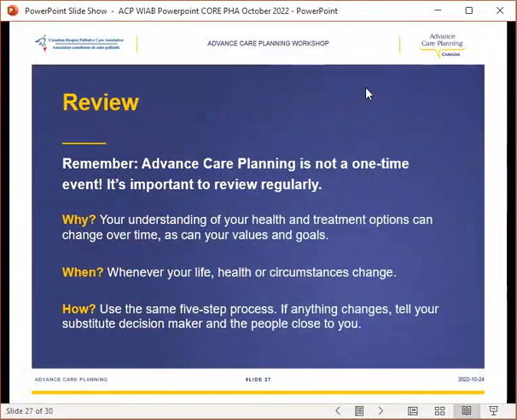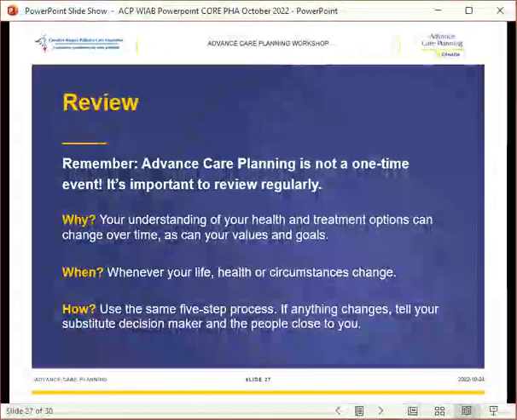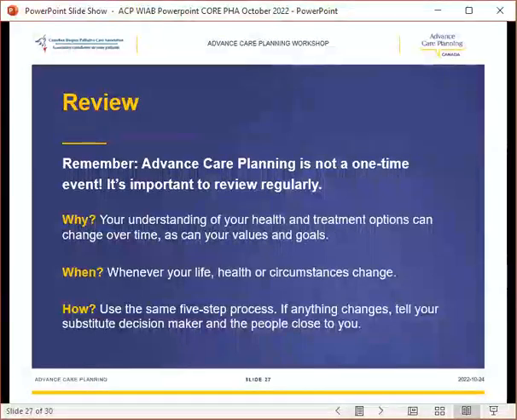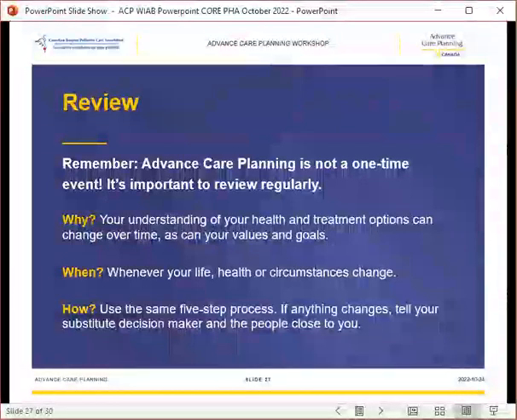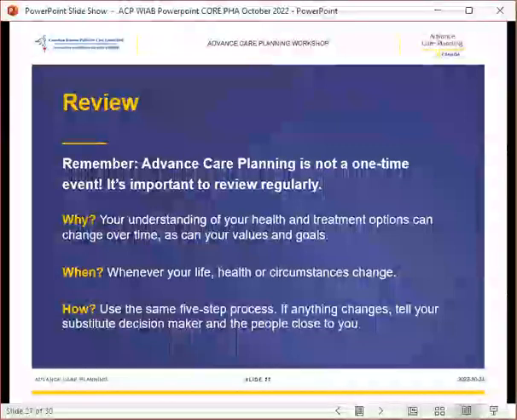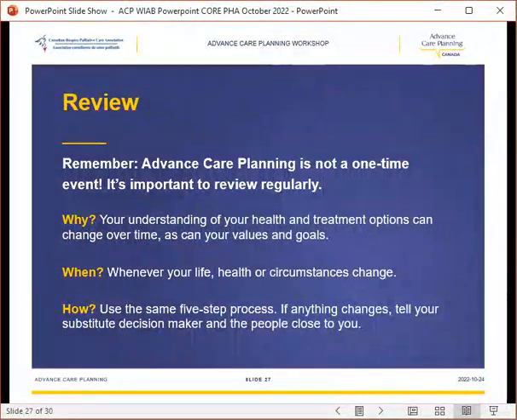So in review, remember that advanced care planning is not a one-time event. It's important to review regularly. Why do we do it? It's an effort to better understand healthcare and treatment options that may change over time. It's also to convey our particular values, our goals of the kind of treatment and the quality of life that we would want. I think all the time, whenever your life or health circumstances may change, your family life may change.